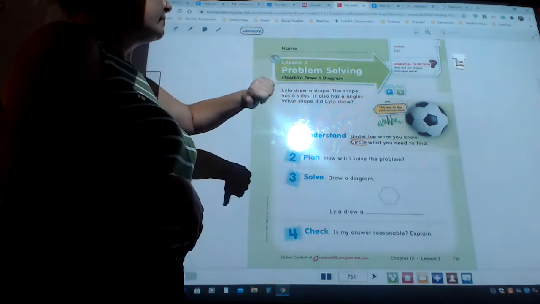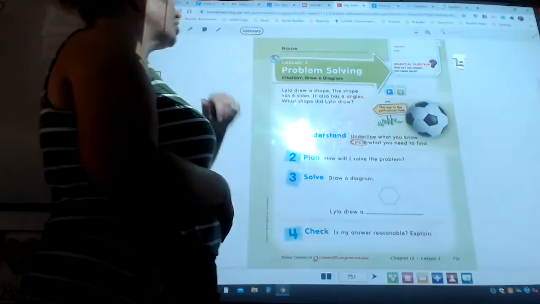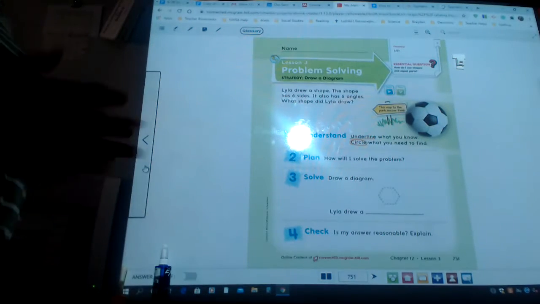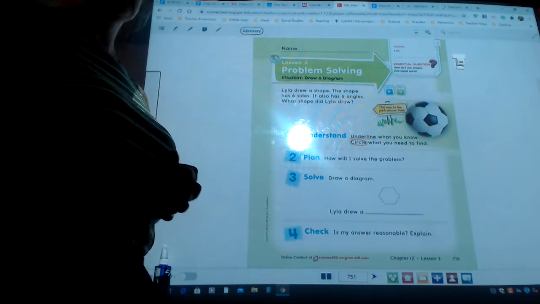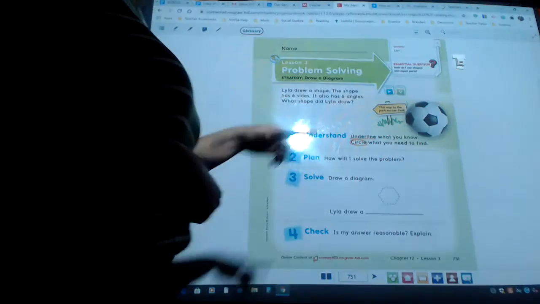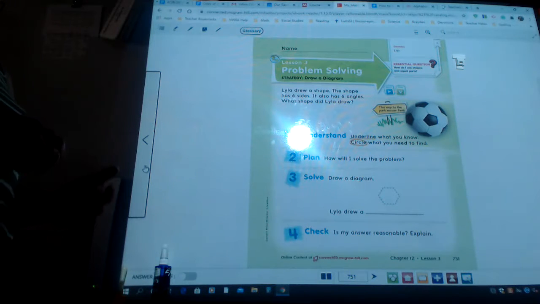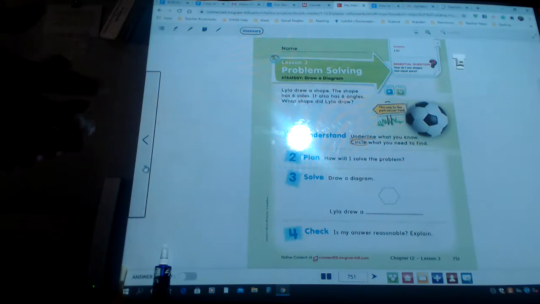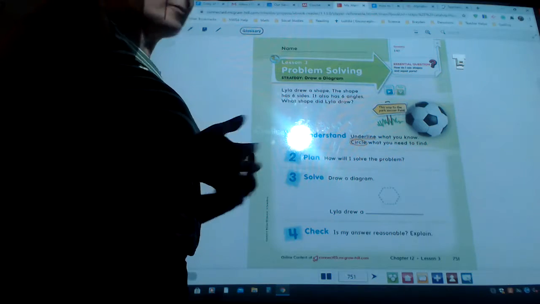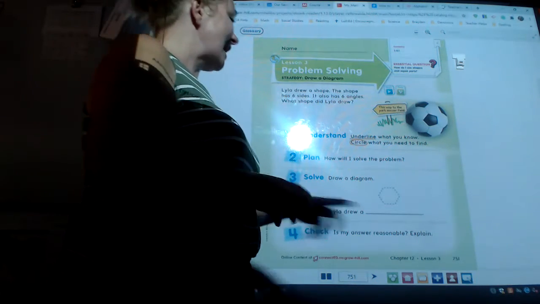Lila drew a shape. The shape has 6 sides. It also has 6 angles. What shape did Lila draw? Well, what do we know? We know that there are 6 sides, and we know that the shape has 6 angles. What shape do we know that has 6 sides and 6 angles? Well, maybe we need to draw a picture, or maybe we just know. Hopefully you know that 6 sides and 6 angles is a hexagon.